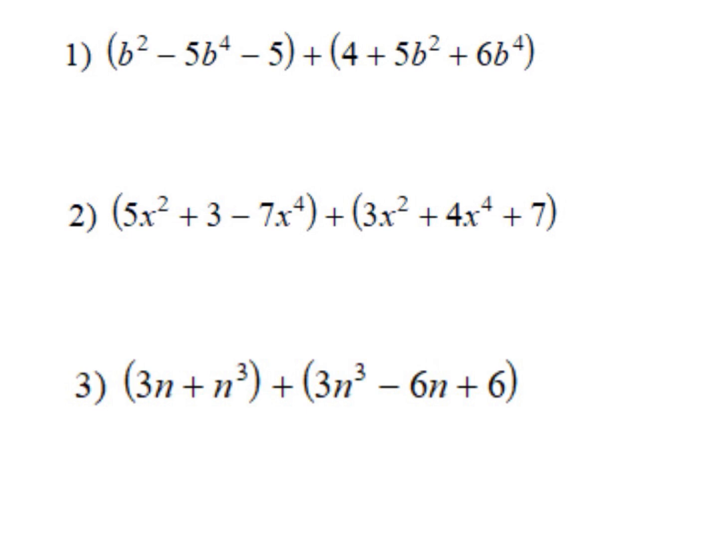Let's go ahead and do some practice problems. Go ahead and simplify number 1. Go ahead and simplify number 2. And then go ahead and simplify number 3.